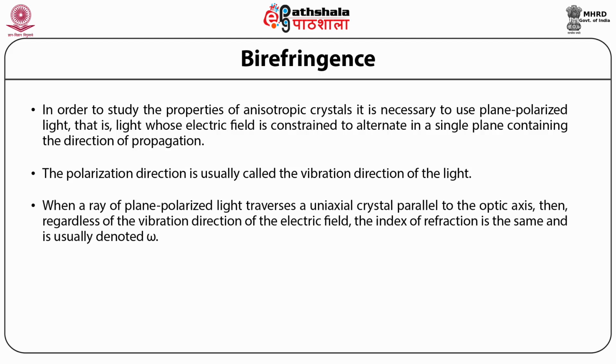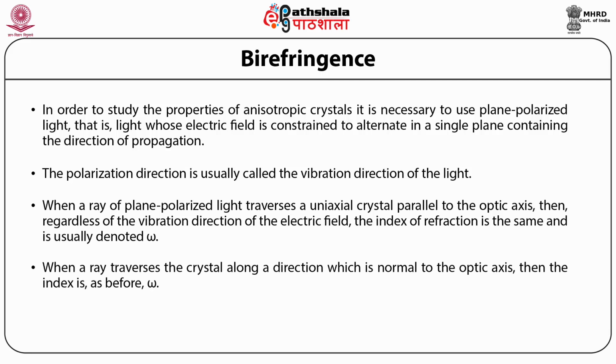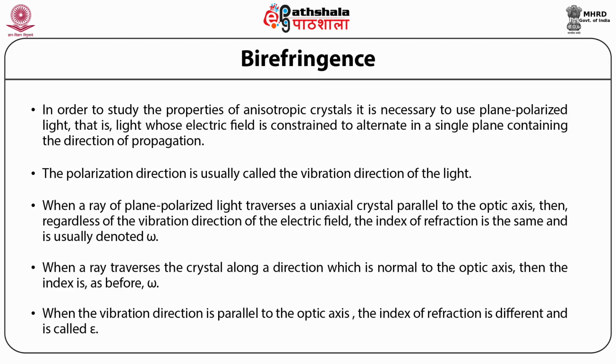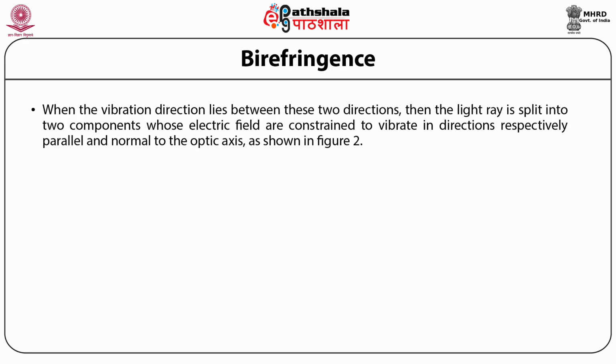When a ray of plane polarized light traverses a uniaxial crystal parallel to the optic axis, then regardless of the vibration direction of the electric field, the index of refraction is the same and is usually denoted omega. When a ray traverses the crystal along a direction which is normal to the optic axis, then the index is as before omega. When the vibration direction is parallel to the optic axis, the index of refraction is different and is called epsilon.